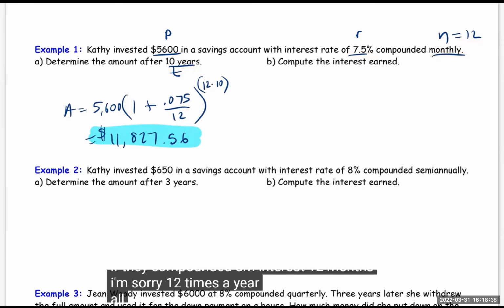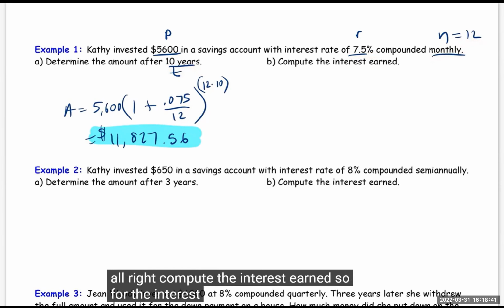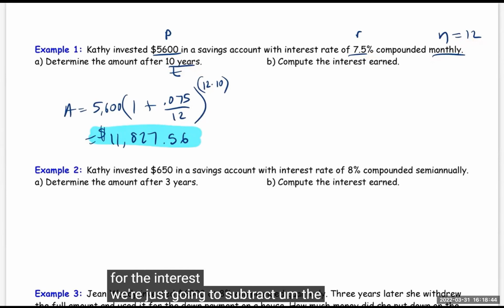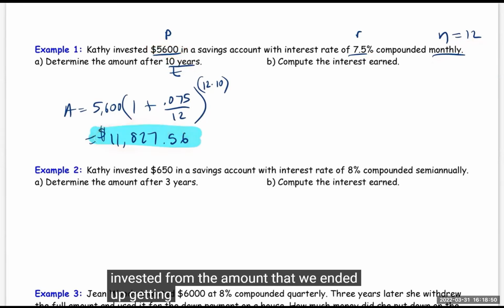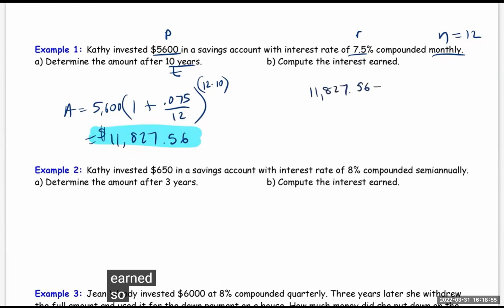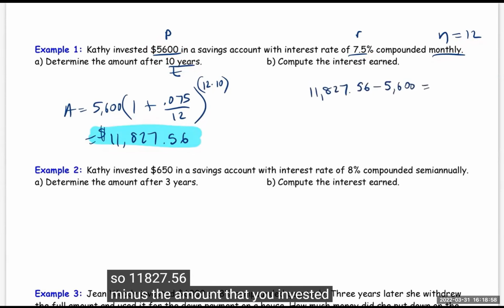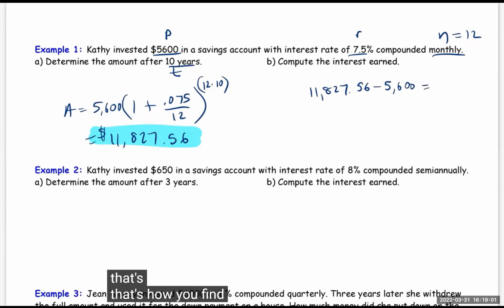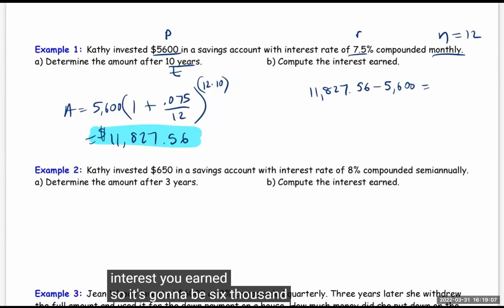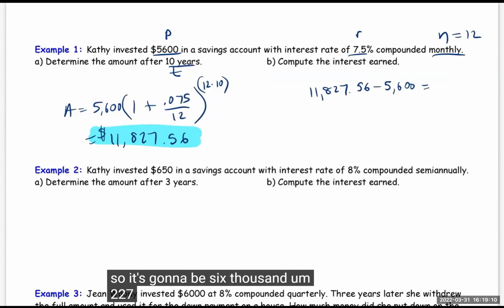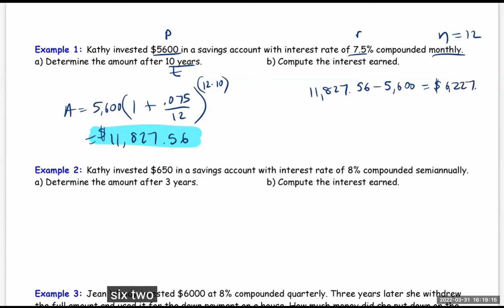All right, compute the interest earned. So for the interest, we're just going to subtract the original amount invested from the amount that we ended up getting. And that's how you get the interest earned. So 11827.56 minus the amount that you invested. That's how you find out how much interest you earned. So that's going to be $6,227.56.